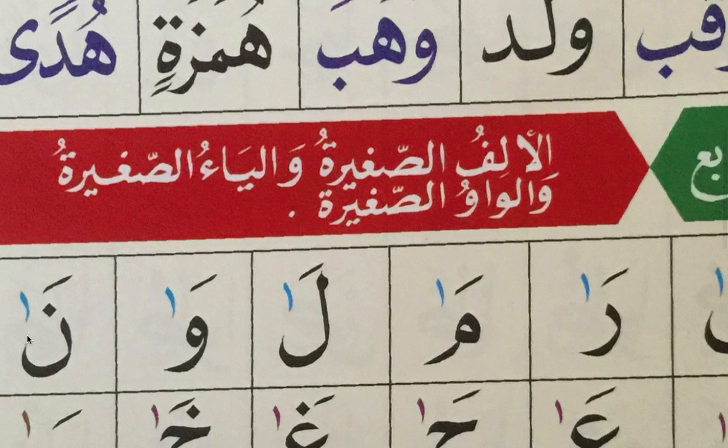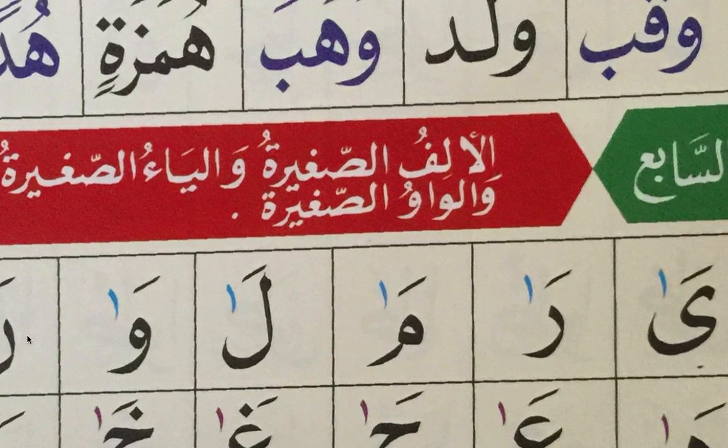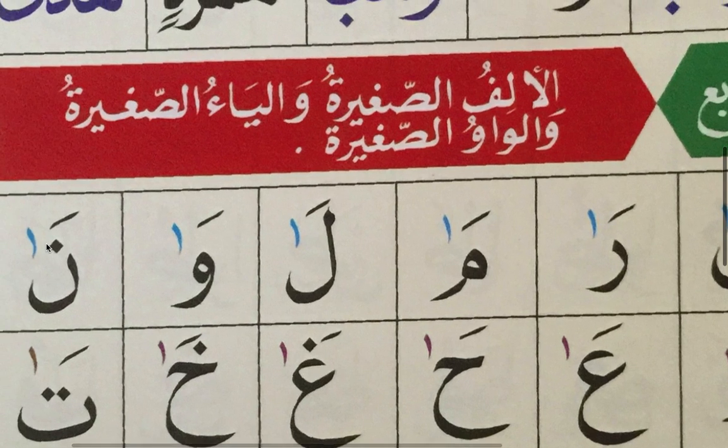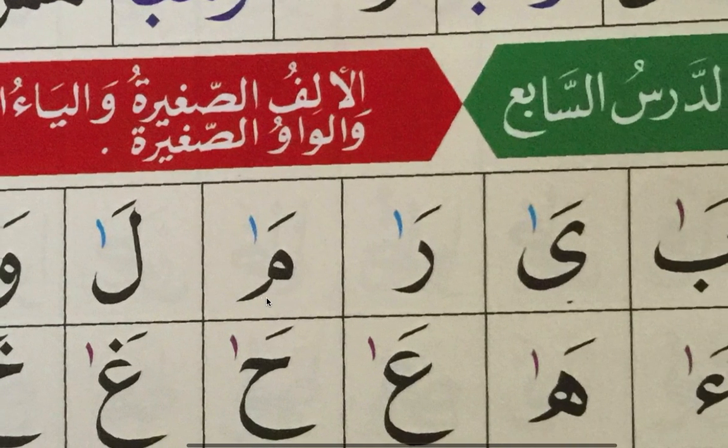This is a collection of letters that are called idgham letters. And don't worry if you don't know what that means. We'll worry about that later. But just like I want you to memorize the throat letters, I want you to memorize these letters as well. Ya, ra, mim, lam, waw, noon. Yarmaloon is the mnemonic that'll help you remember this.